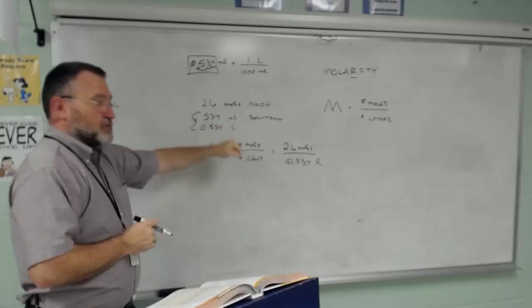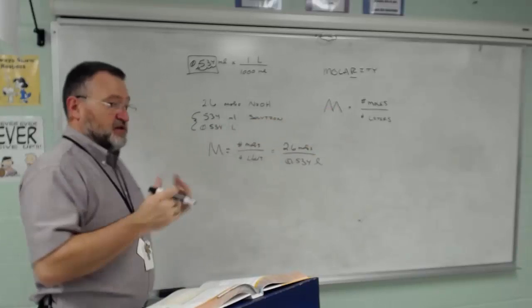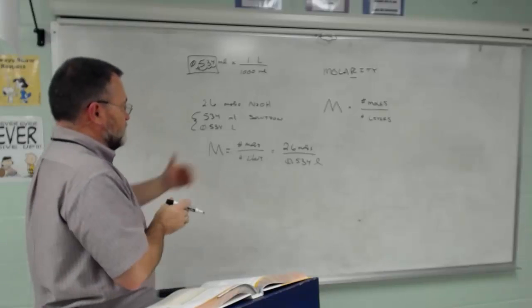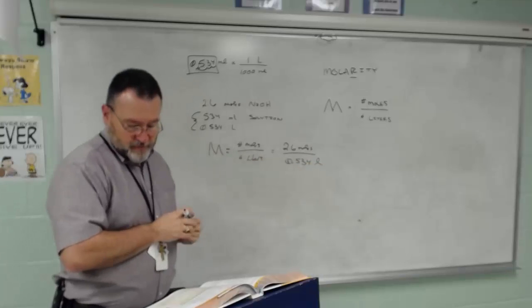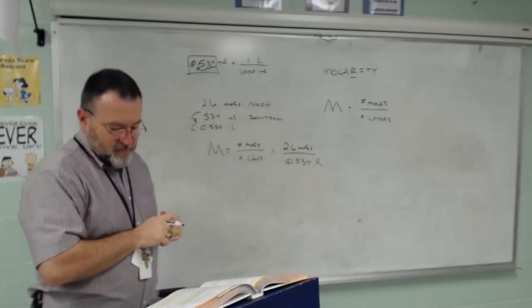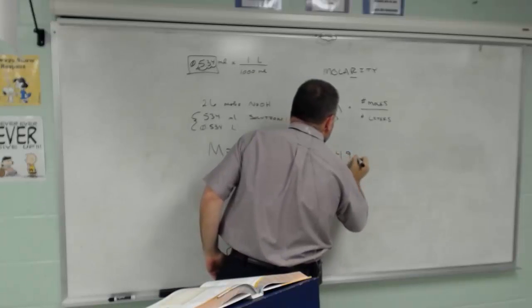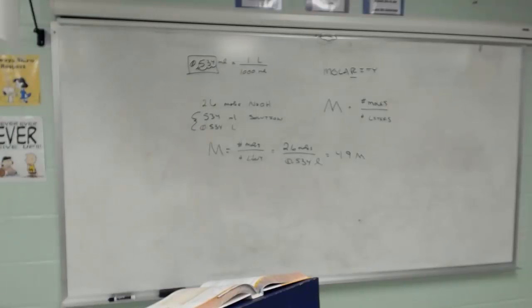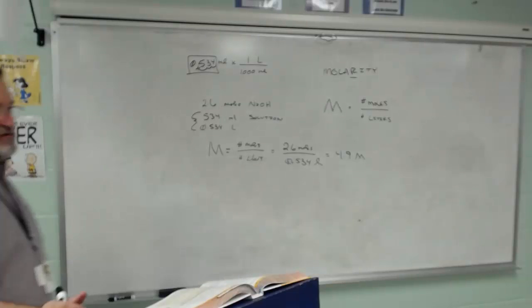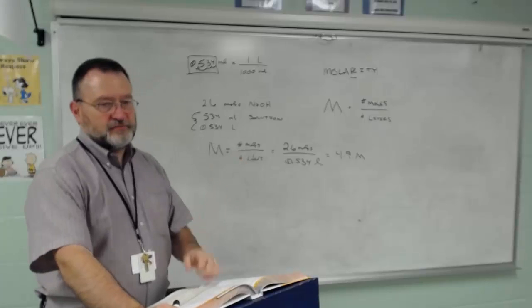And we need our form to be in liters, moles per liter, as the standard. So 2.6 divided by 0.534, and it ends up through the math to be a 4.9 molarity. 4.9 molarity. That's shortcut for saying 4.9 moles per liter of sodium hydroxide in solution. There are 4.9 moles per liter.